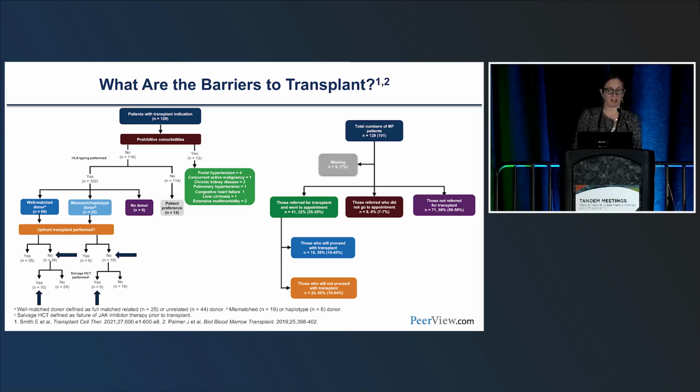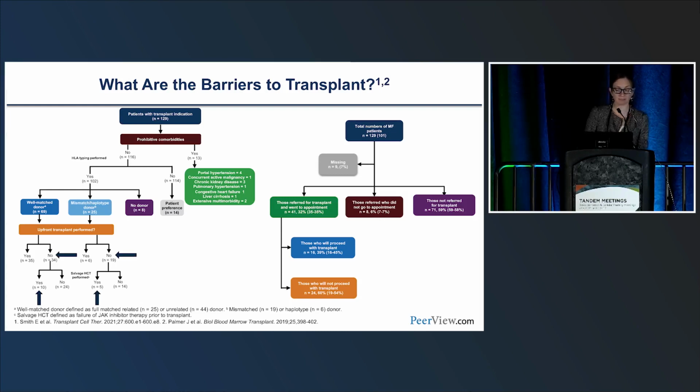There was another study, on the right side, which was a single center study where they reviewed their own database to look for patients who were transplant eligible. They weeded out the patients who had a prohibitive comorbidity, and then they had 116 patients who remained. 14 of these patients declined getting HLA typed. And of the patients who did get HLA typed, 2/3 of them had a well-matched donor. About a quarter of them had a mismatched or haploidentical donor, and there was a small number that had no donor identified.